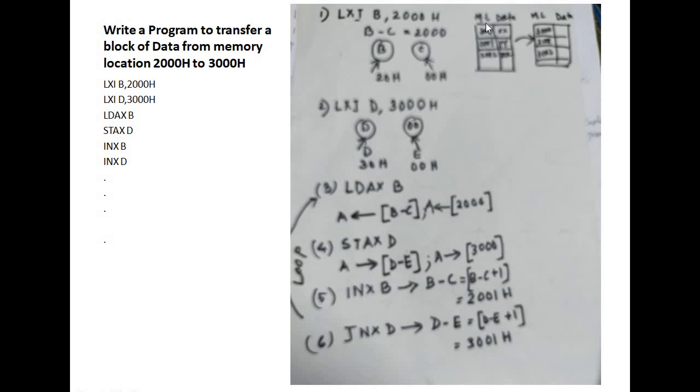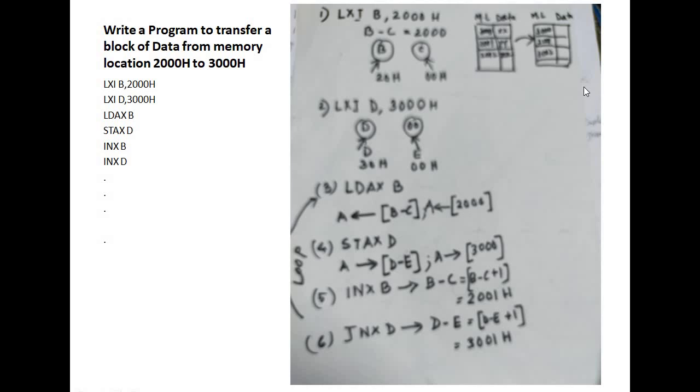Now my program is, I have to transfer this block of data. Suppose in 2000 there is some data XX, in 2001 there is some data YY, in 2002 there is some data ZZ. I have to transfer this data into these memory locations. So can I write this program by using direct addressing mode? No, because every time I have to use LDA 2000, LDA 2001, LDA 2002, then STA 3000, STA 3001, STA 3002. So this will make the program very large.